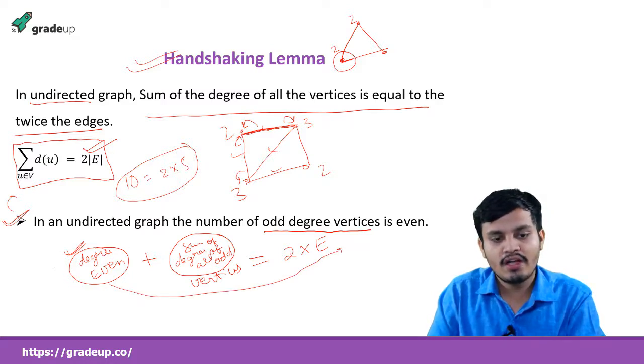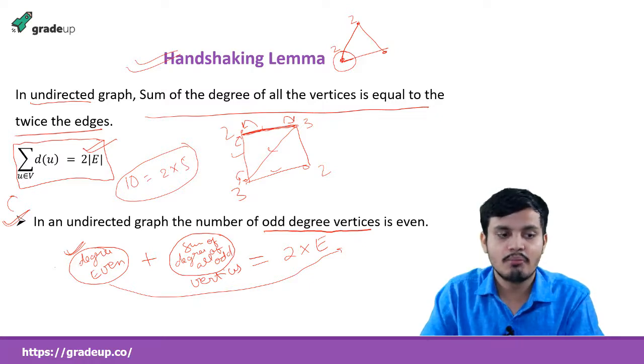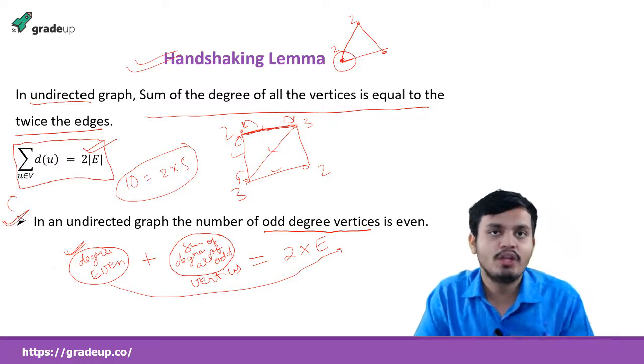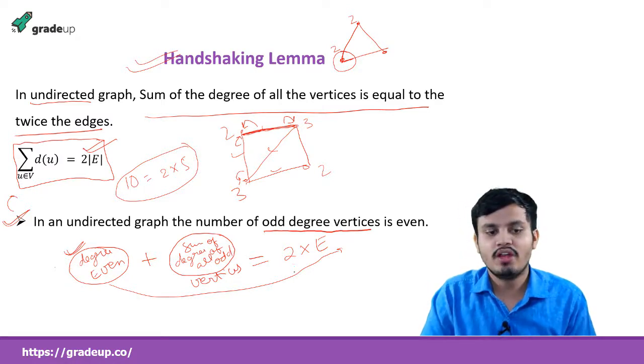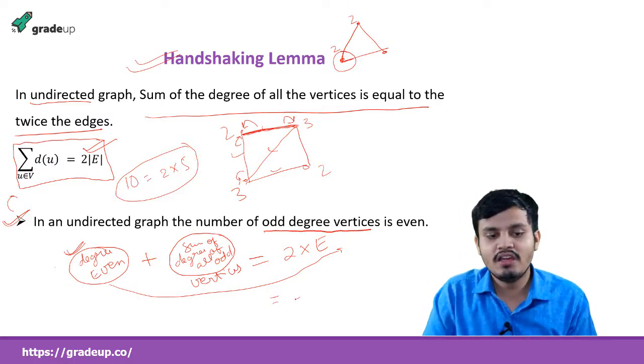So what will you get? 2e minus an even number. This will be an even number because you are doing the summation of degrees of all the even vertices. When you do this subtraction, you will get an even number.